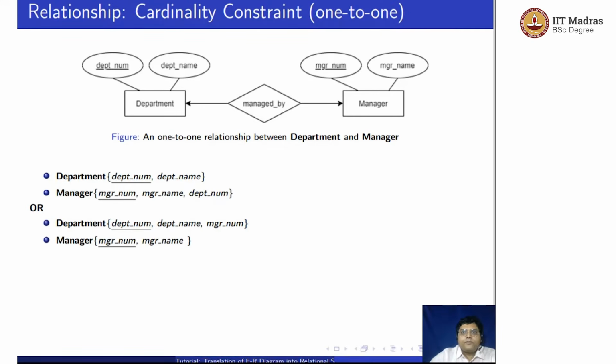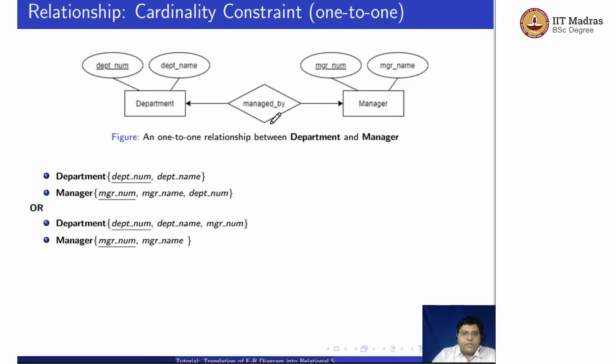Okay, let us consider a one-to-one situation now. So one-to-one can be treated either as a many-to-one or one-to-many, right? If you look at what this ER diagram is saying, it's saying a department can have at most one manager, or at the same time a manager can manage at most one department.